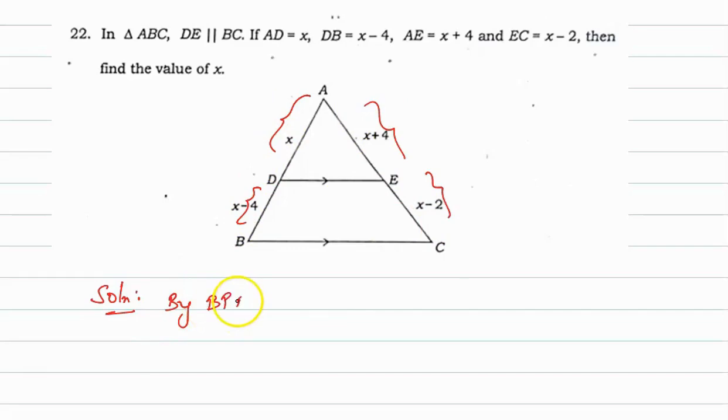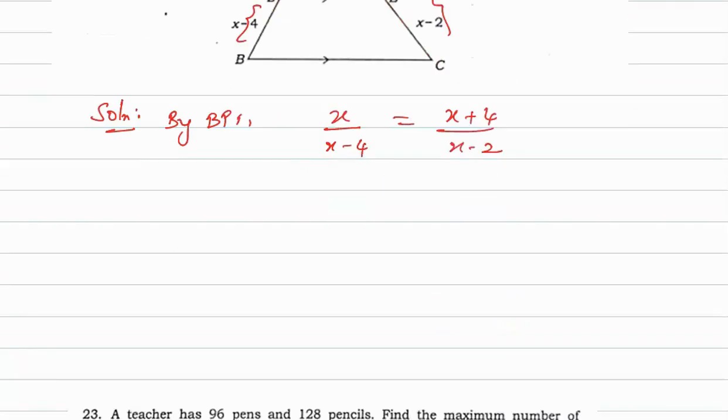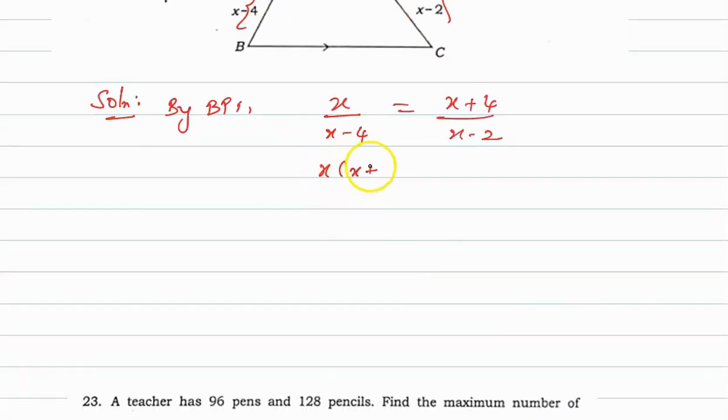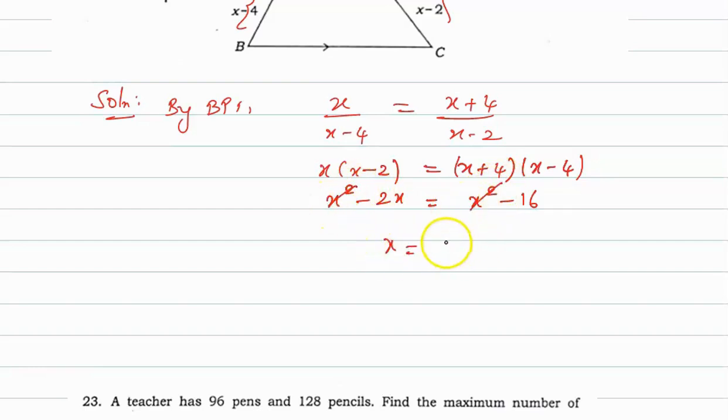Therefore by BPT I can write x divided by x minus 4 is equal to x plus 4 divided by x minus 2. On cross multiplication I am going to get x into x minus 2 is equal to x plus 4 into x minus 4. On simplification, x square minus 2x is equal to x square minus 16 by using the identity a plus b, a minus b. So x is equal to minus 16 divided by minus 2, x is equal to 8 is the solution for question number 22.